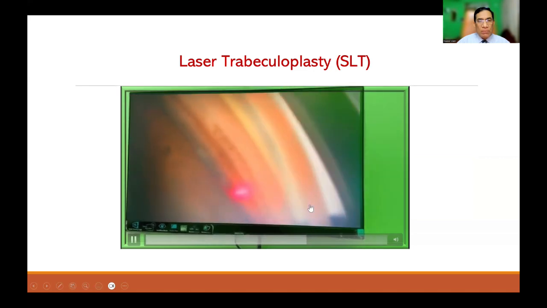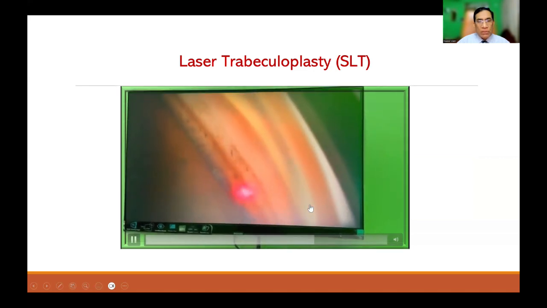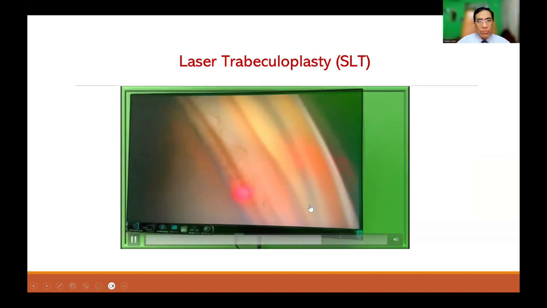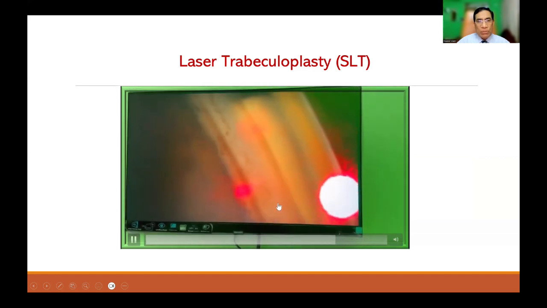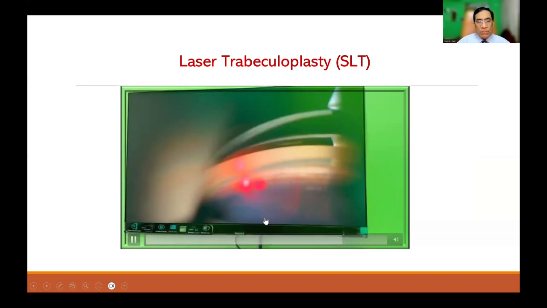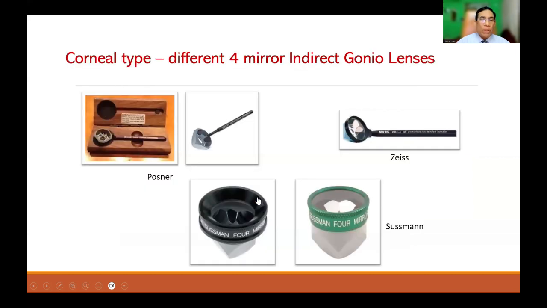You can see there is some pigmentation at the Schwalbe's line. It's not the trabecular meshwork, so it should not be confused. Sometimes, even when there is more pigment, we could call it Sampaolesi line. It's not Sampaolesi, but pigmentation here.